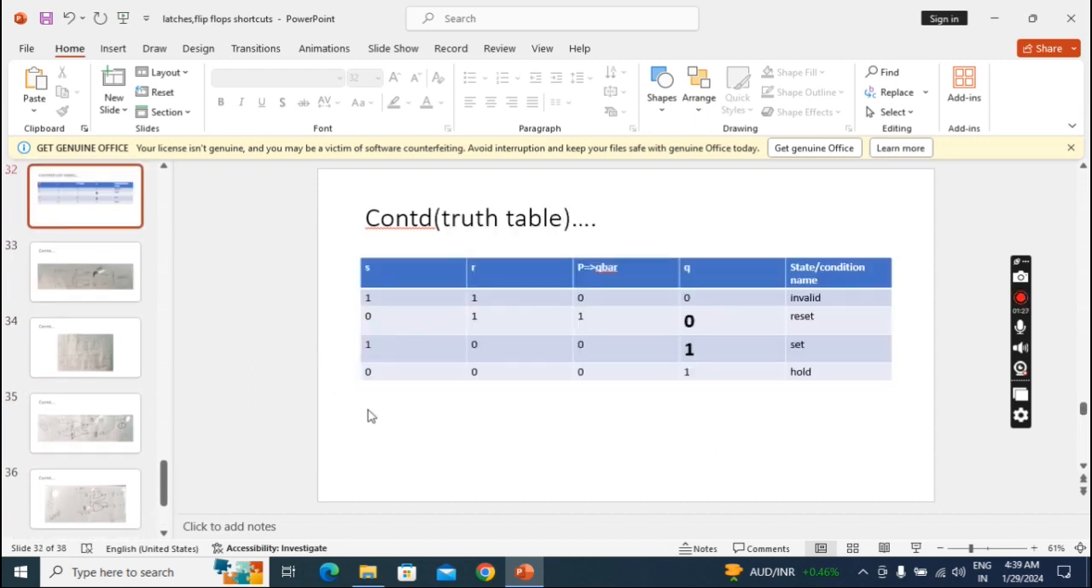So when we compare NAND and NOR latches, when we apply 0 0 in NOR, it becomes hold, but in NAND it will become invalid. And when we apply 1 1, NOR becomes invalid, but NAND becomes hold. And when we apply S equal to 0, NAND becomes set, but NOR becomes reset. And NAND becomes reset when we apply S equal to 1, but NOR becomes set. So these we have to observe.